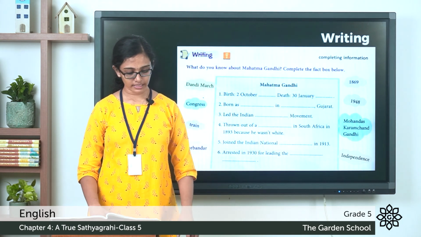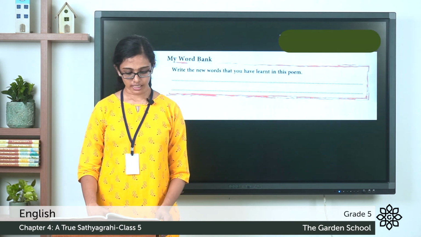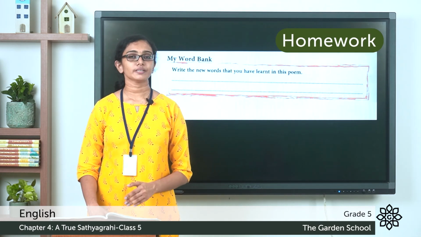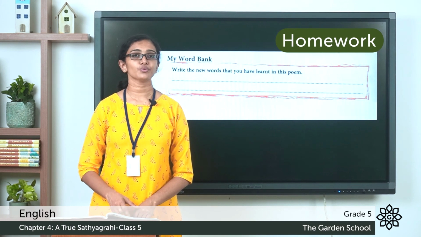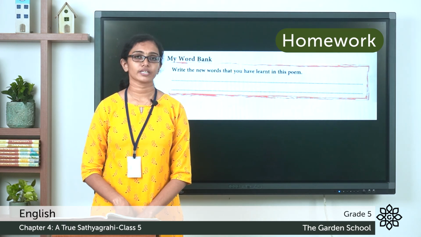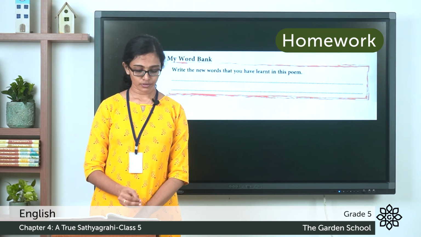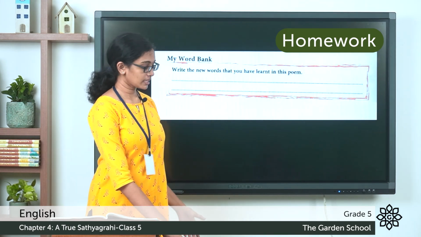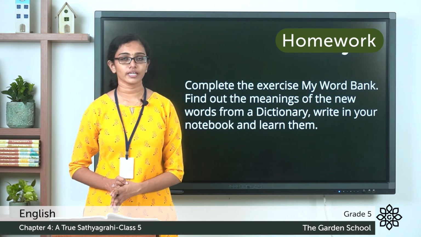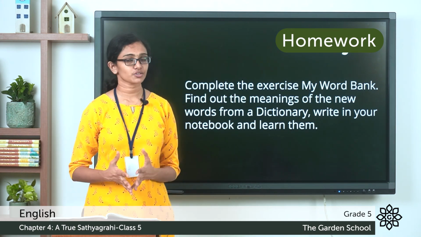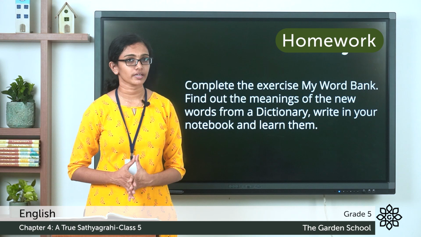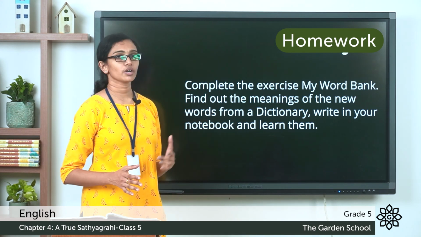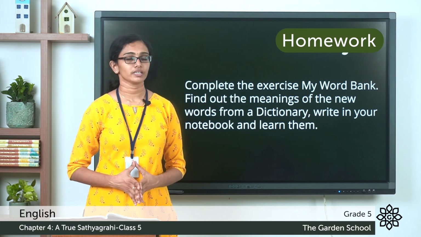So the next activity is My Word Bank. Write the new words that you have learned in this poem. Remember, in the previous class, I had asked you to underline the new words that you learned in the poem. So you have to write down those new words here and you have to find out the meanings of those words from a dictionary. And if you don't have a dictionary with you, you can use an online dictionary. Get to know the meanings of these words. You have to write it in your notebook and learn these words.